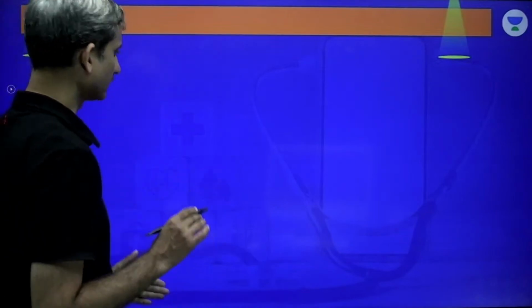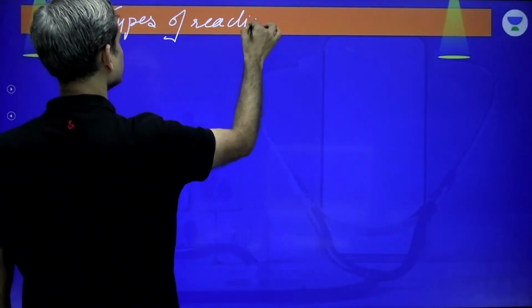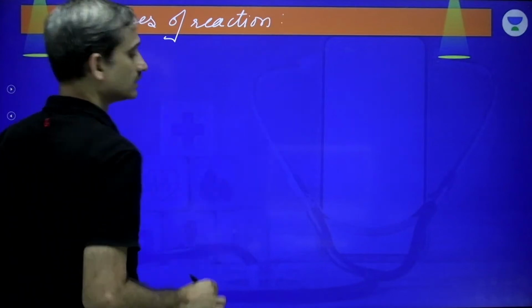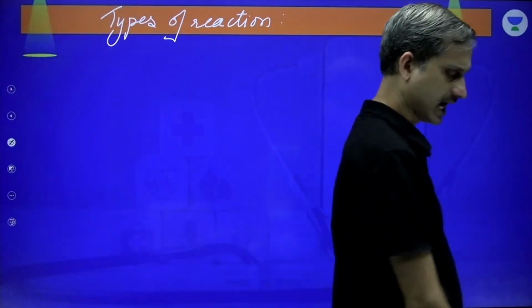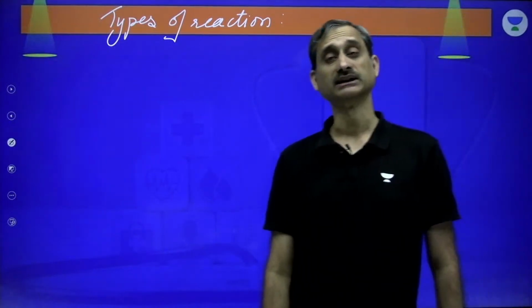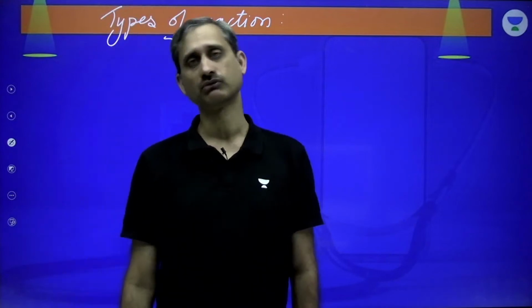Let's get along with the topic of chemical kinetics. Let's talk about the types of reaction. Now, when we talk about the types of the reaction, we have the single-step reaction, we have the multi-step reaction. Single-step reactions are called the simple reaction or elementary reaction.